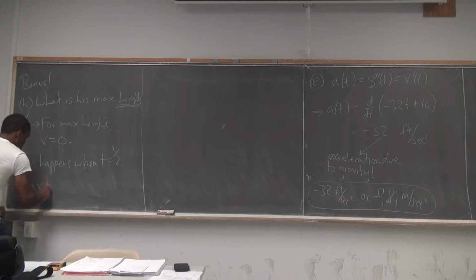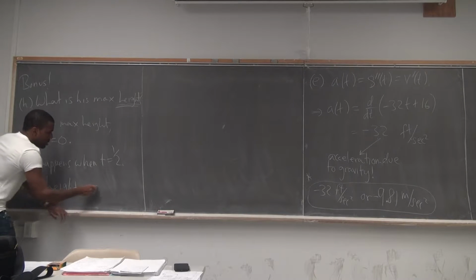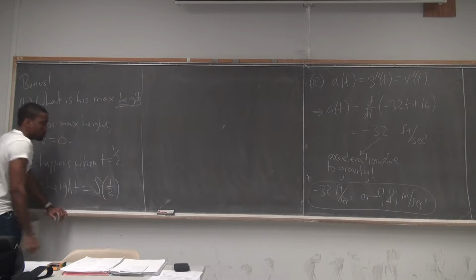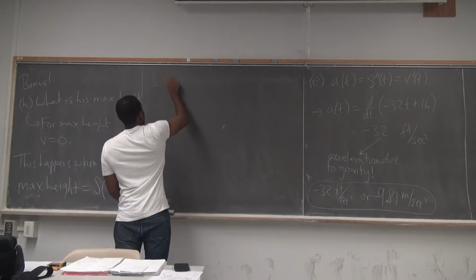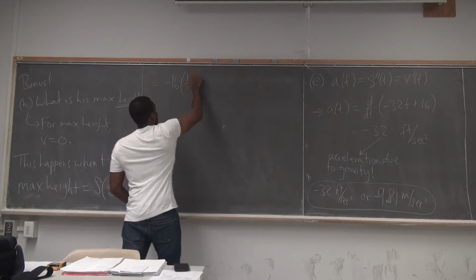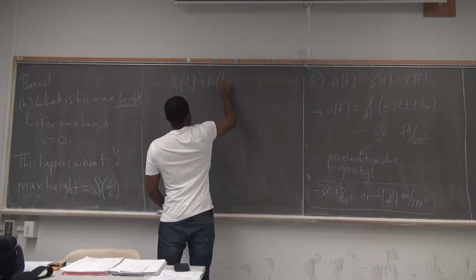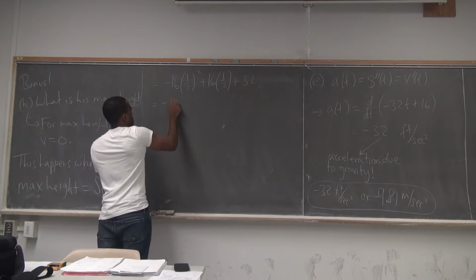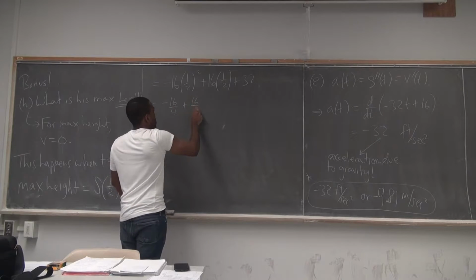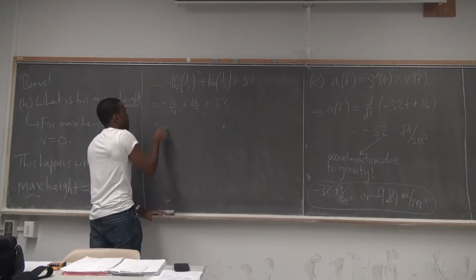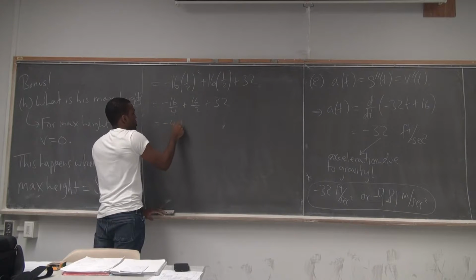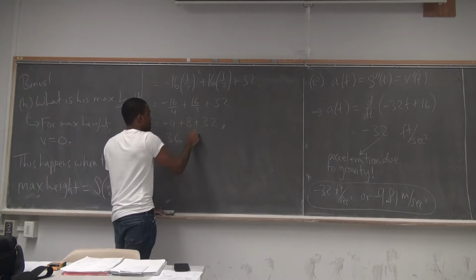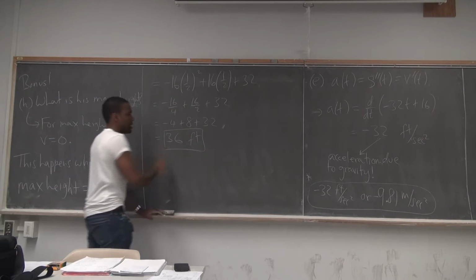So max height would just be s evaluated at a half, which is going to be equal to minus 16 times 1/2 squared plus 16 times a half plus 32. It's minus 16 over 4 plus 16 over 2 plus 32. 16 over 4 is 4, so minus 4 plus 8 plus 32. So it's 36 feet. That's the highest he attains, right?